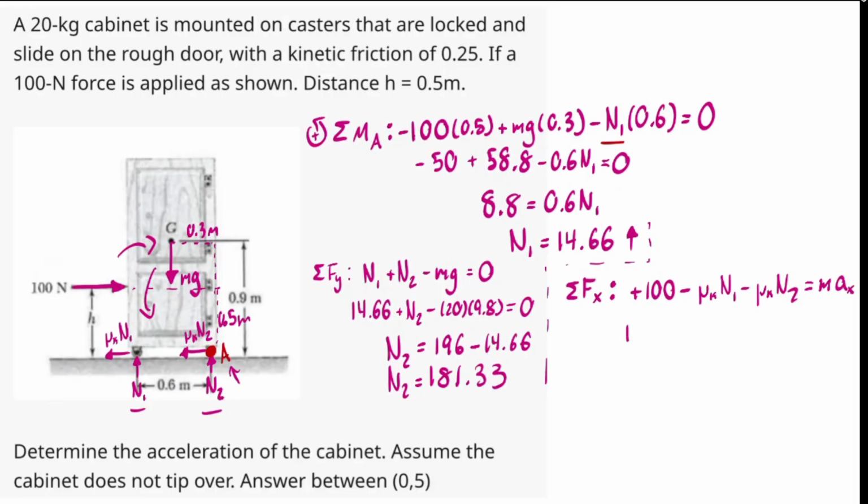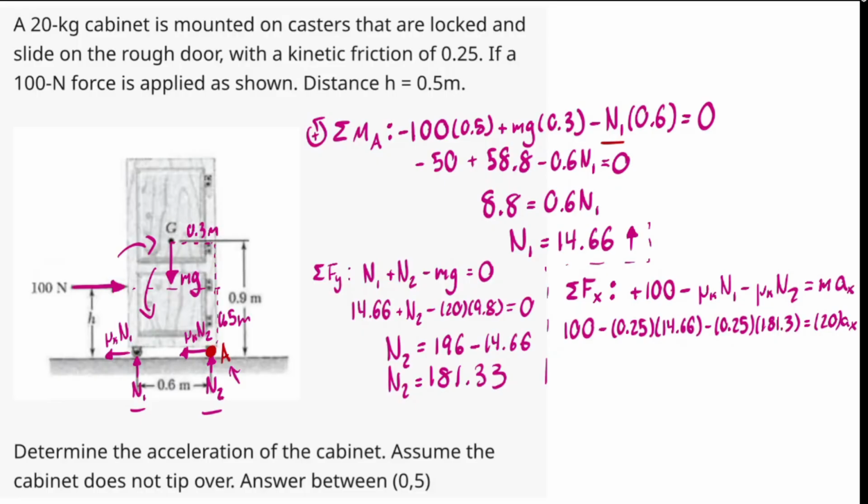So this is going to be 100 minus, and mu k is 0.25, and that's times our 14.66 and 1. And then minus, I'm running out of room here, let me slide this over. There you go. And then that's minus, again, 0.25, the coefficient of kinetic friction, and then our 181.3 and 2. And that's going to be equal to our mass, which was 20, times our acceleration in the x.